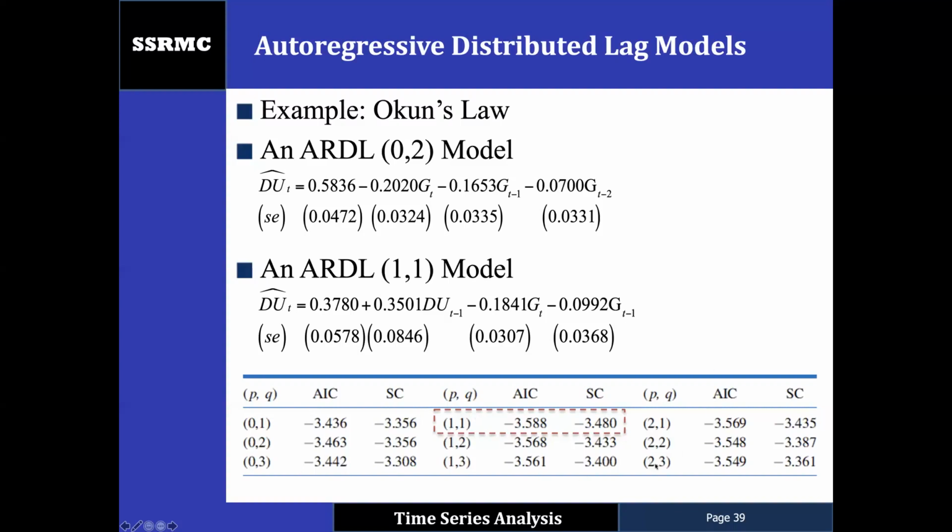The output from the software is given over here, and we find that the ARDL(1,1) model is the best based on both AIC and SC. Sometimes it is not uncommon for AIC and SC to disagree, which means if you look at AIC, you may choose model 1, and if you look at SC, you may choose model 2. If that happens, people usually make the decision based on SC, because SC usually gives us the most parsimonious, or the simplest, model.